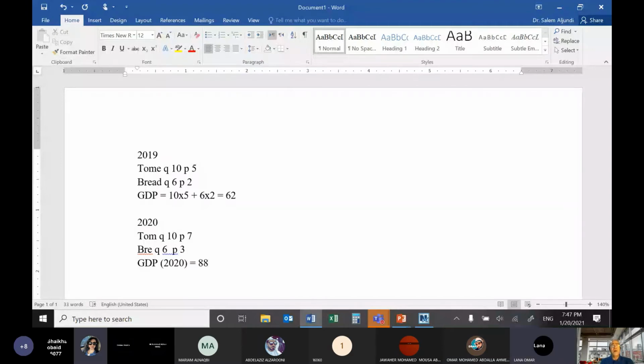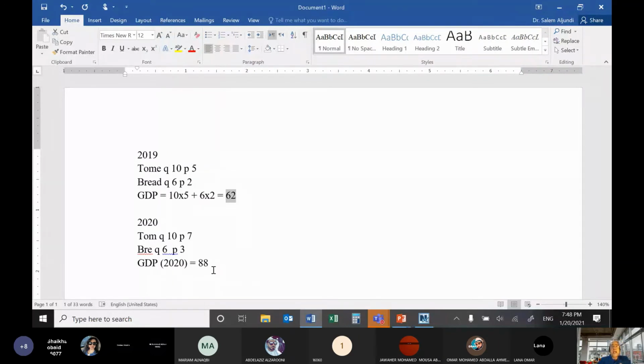88? Yes. Okay. See here, there is a problem. There is a problem in the system of calculating gross domestic product. Even though there is no change in quantities between the 2 years, when we look at gross domestic product, which is final goods and services, it seems to have increased from 62 to 88. And this is not true. Why? Because there is only an increase in prices.